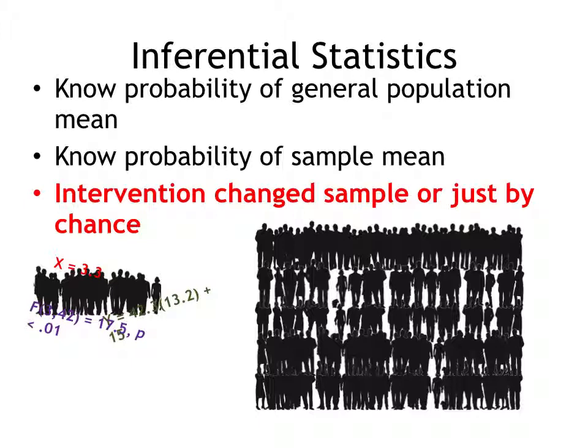And what we say then, this part in red is really, really important. What we're saying when we run our analyses is that the intervention changed that sample, or it happened just by chance. And that is the whole concept behind inferential statistics. Did it happen because of the intervention, or did it happen by chance?